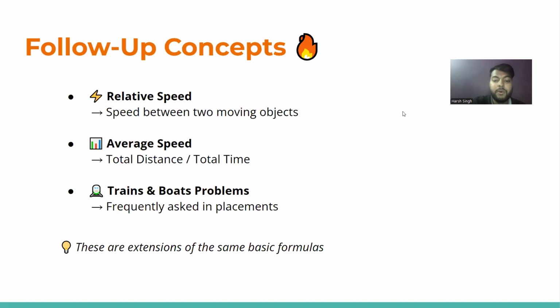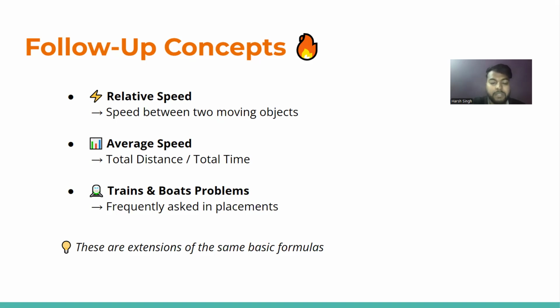Now there are some important interrelated topics to this. First is relative speed. Relative speed is when two objects move, they can move in two directions, that is same and opposite. If the direction is same, we have to subtract the speeds. If the direction is opposite, we have to add the speeds. Relative speed is used in train overtaking problems.